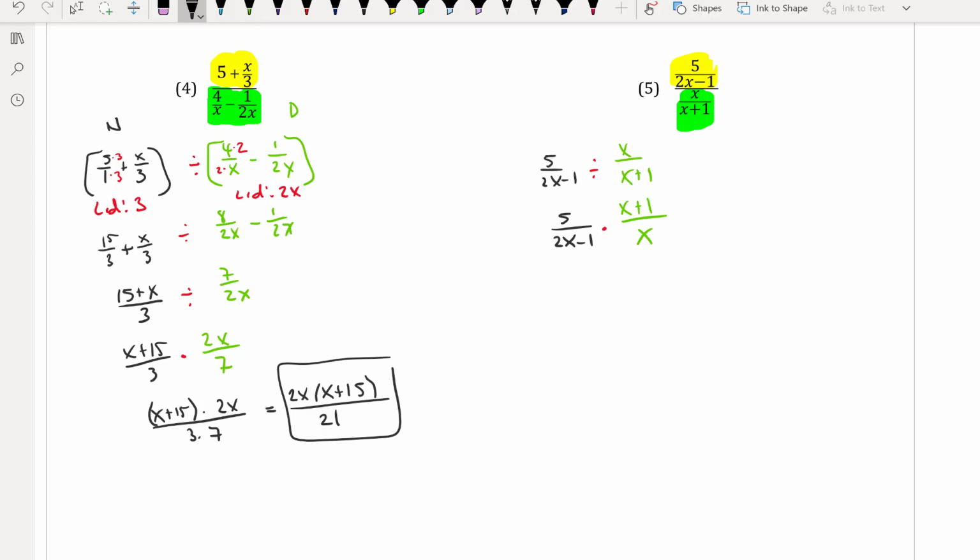And it doesn't look like anything can cancel. So I have 5 times my x plus 1 and x times my 2x minus 1. And so that ends up becoming my final answer.